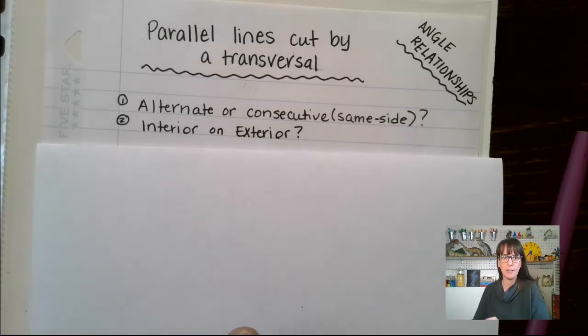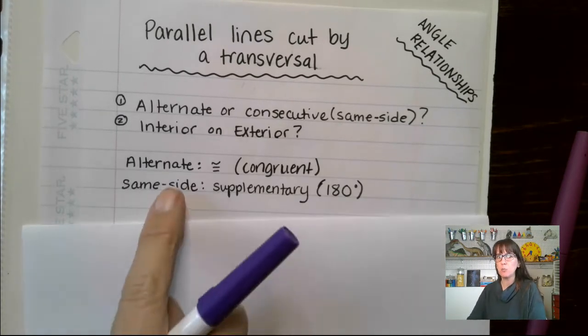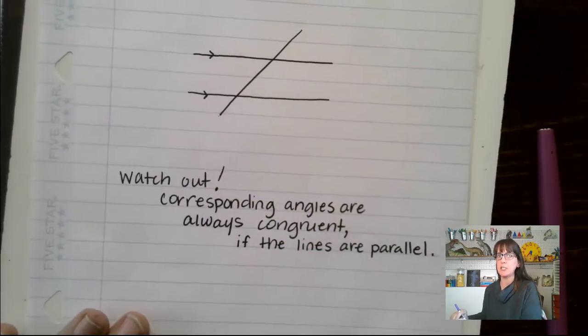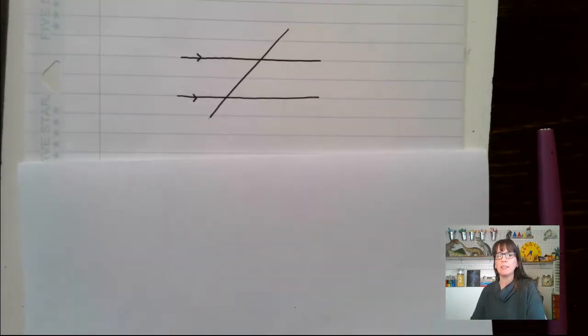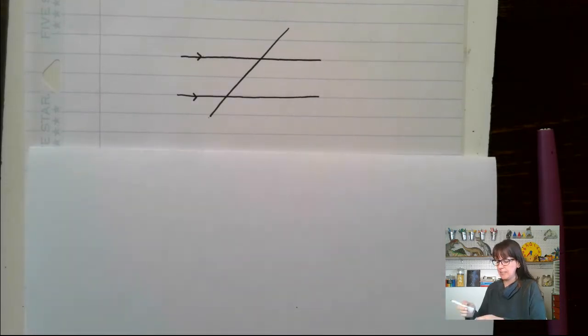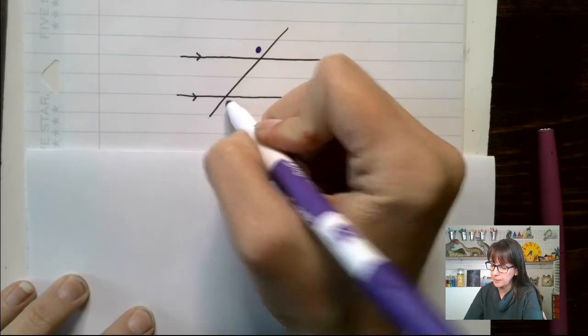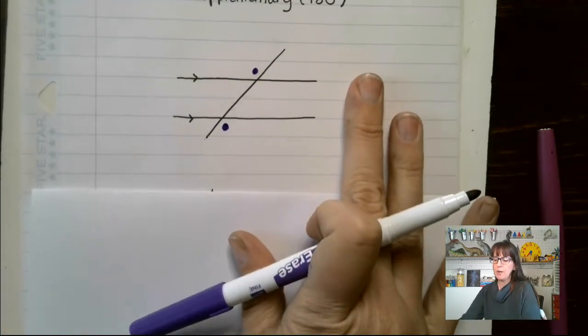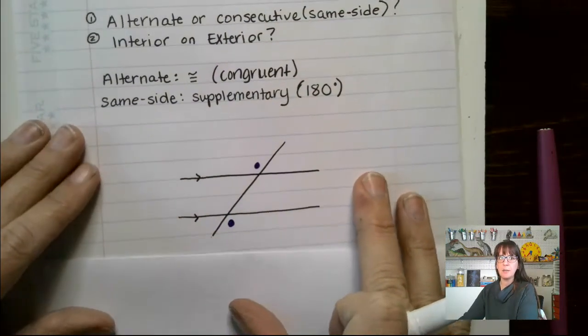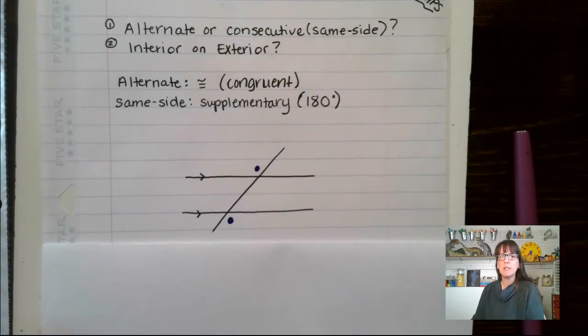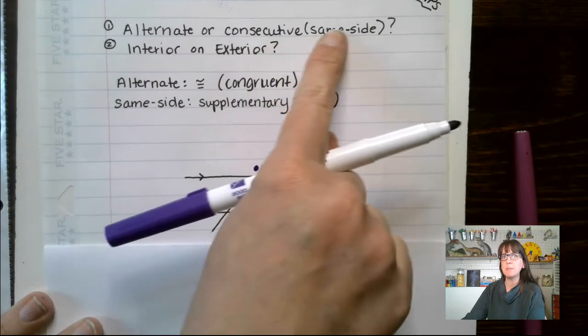So let's talk about how this applies. Now, there's going to be some rules to it. We'll talk about those in a moment, but let's first identify angle relationships. Okay, let's talk about this one right here. Let's say that I have these two angles and I mark them. We first want to decide whether they are on the alternate or same side of the transversal.